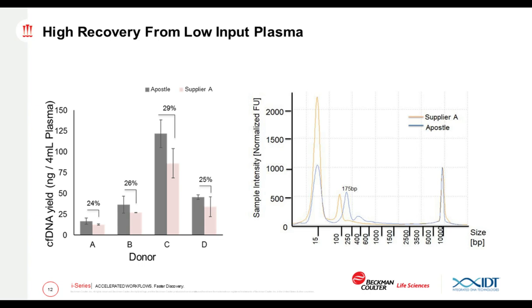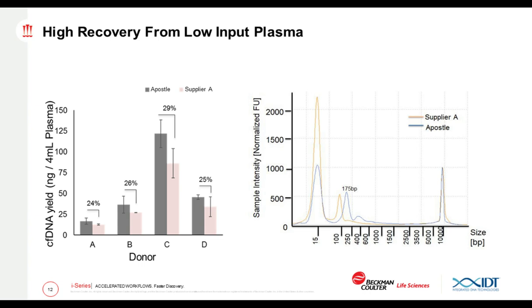In the left image, blood samples were drawn from 4 healthy donors in K2 EDTA tubes. The plasma was harvested by centrifugation, and cfDNA was extracted using Apostle kit and Supplier A's cfDNA kit. The cfDNA yields were assayed by qPCR. Apostle yielded about 25% more cfDNA than Supplier A. It indicates that Apostle Minimax has consistently higher extraction performance.